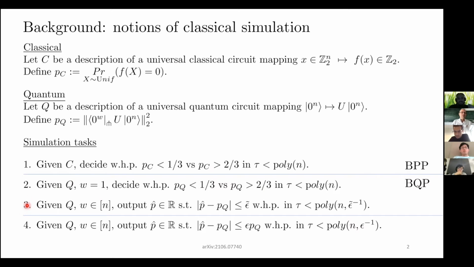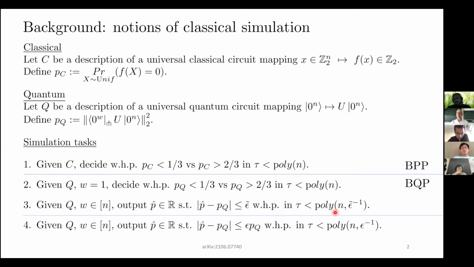And this third example is a function problem version, so it's slightly different. Given the description of the quantum circuit, we can measure more than one qubit here, so we can measure as many qubits as we like. And what we want is an output of an estimate of the probability. And this estimate has to be of a certain quality. So in particular, the amount of error in our estimate has to be less than epsilon for some epsilon.